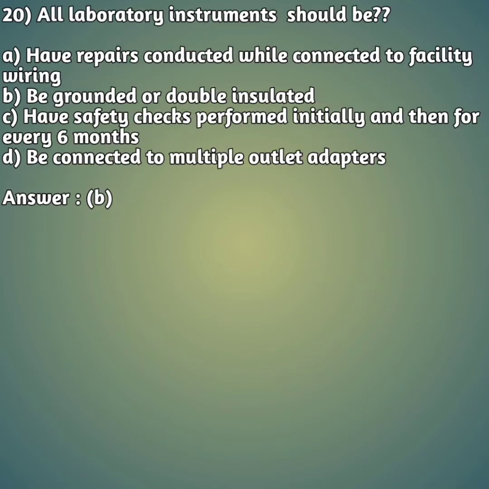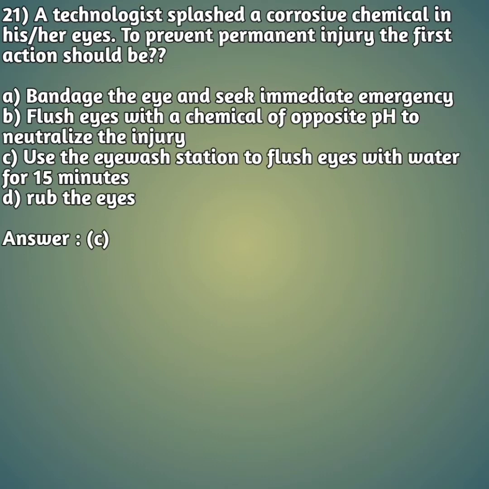So friends, our next question is: all laboratory instruments should option A have repairs conducted while connected to facility wiring, option B be grounded or double insulated, option C have safety checks performed initially and then every 6 months, and option D be connected to multiple outlet adapters. So the right answer is option B, that is, be grounded or double insulated.